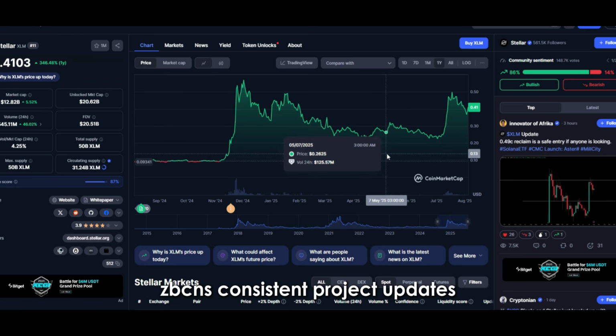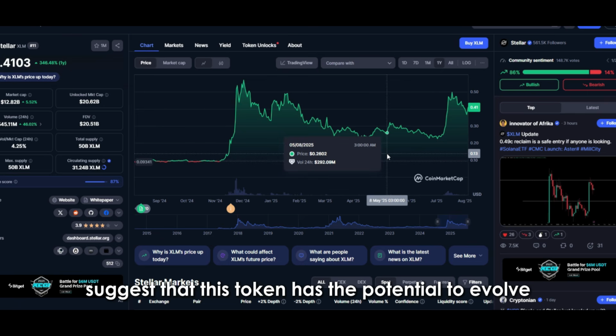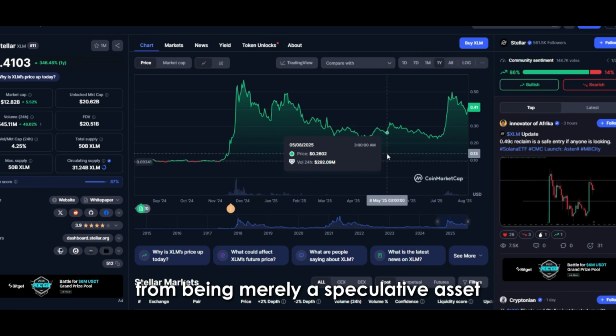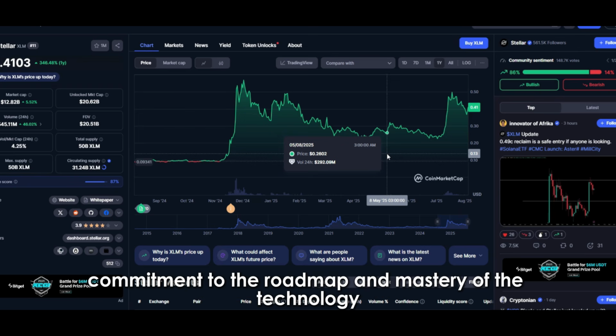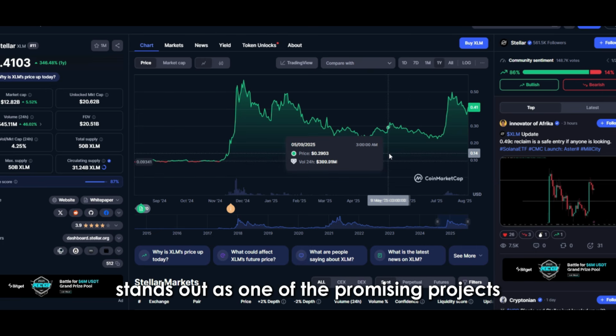Zbcn's consistent project updates, technological development, and transparent communication with the community suggest that this token has the potential to evolve from being merely a speculative asset into a long-term investment vehicle. In such projects, what matters is not just how low the price is, but also the team's vision, commitment to the roadmap, and mastery of the technology. From this perspective, Zbcn stands out as one of the promising projects in the crypto world.